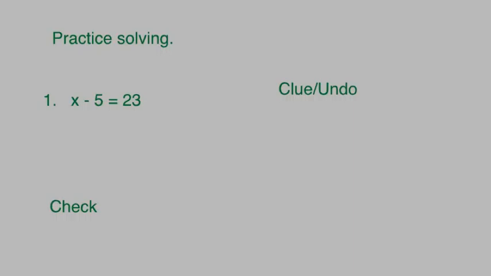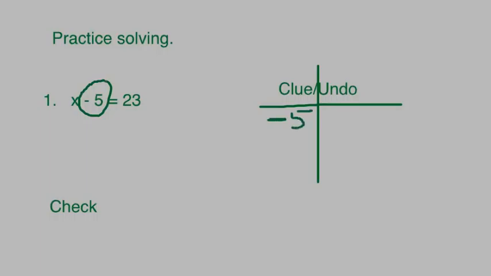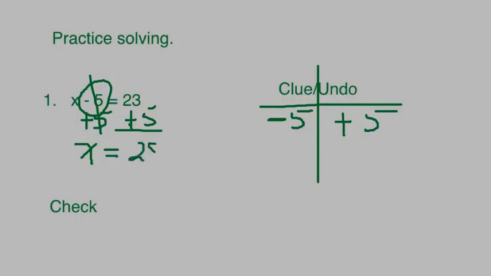Okay, so I'd like you to go ahead and practice solving this equation. I'm going to do it with you. I'm going to make my clue undo chart, so I'll just put a line down here. I look at my equation. What's going on? Well, I have my clue as a subtraction of 5. How do I undo that? I'm going to add 5, and I will do that to both sides of the equation. So this becomes a zero pair, and I'm left with x on the left side. And when I add 23 and 5, I get 28.